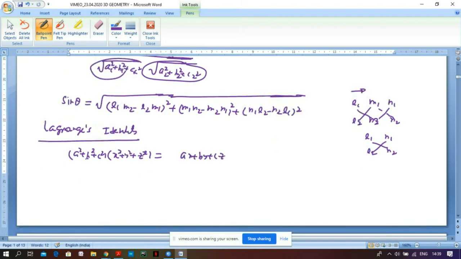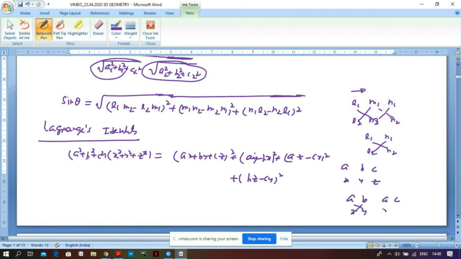ax plus by plus cz whole square plus, I can write ay minus bx whole square plus az minus cx whole square and plus bz minus cy whole square. So I'm again going in the same fashion: a, b, x, y first this way, then a, c, x, z, like this, and finally b, c, y, z. So we have formed these things.